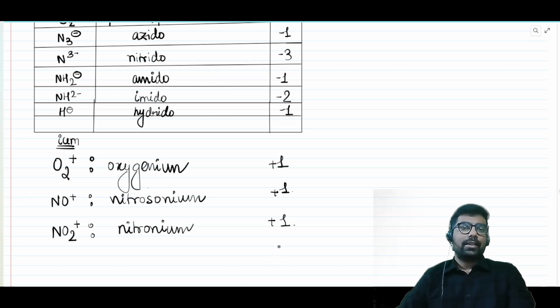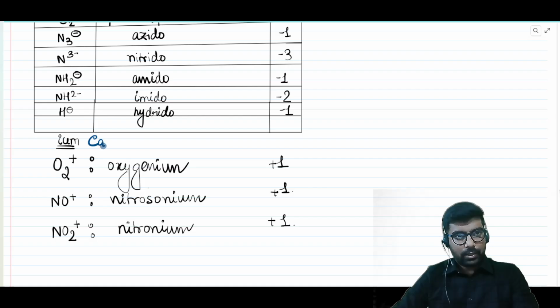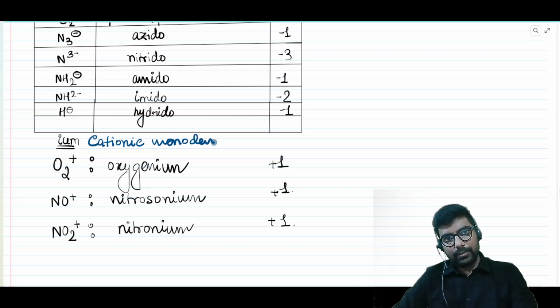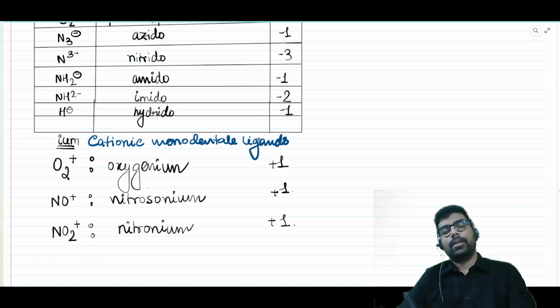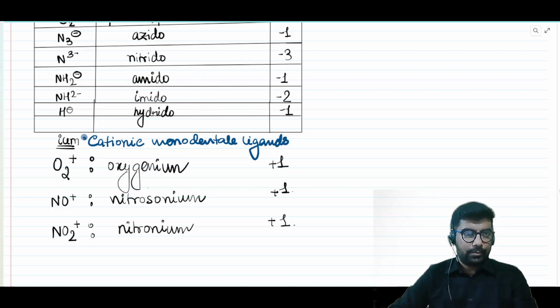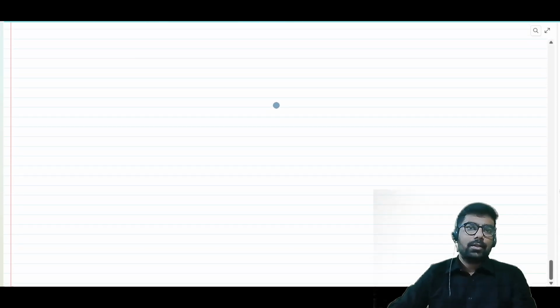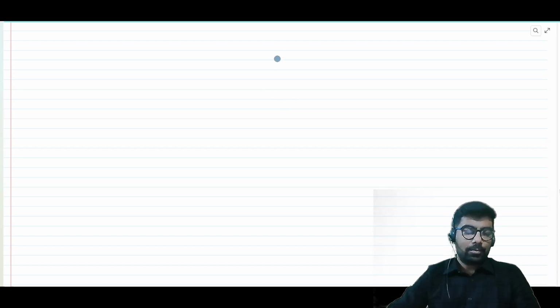So these are the three cationic ligands that you need to know. They are all monodentate. Okay, let me write it down over here. These are cationic monodentate ligands, and we use the term ium for this. And now the most important ones are the bidentate or polydentate ligands. Now we are going to understand the bidentate ligand. The first one is ethylenediamine.